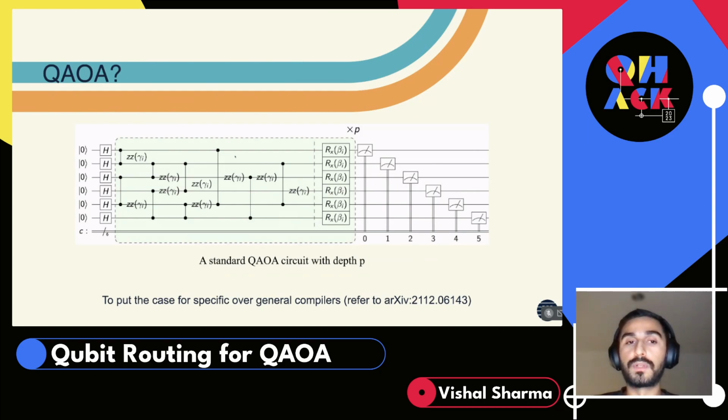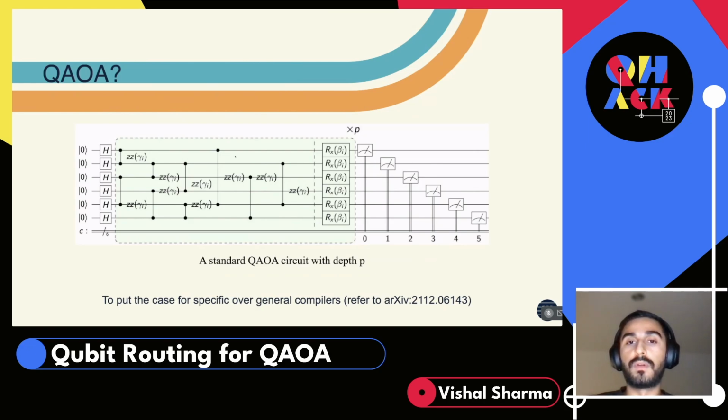And the reason we're trying to focus on QAOA is because, generally speaking, the problem of qubit routing can be quite complex. And I believe looking at a simple algorithm like QAOA is a nice first step in the direction of understanding the entire problem in itself.